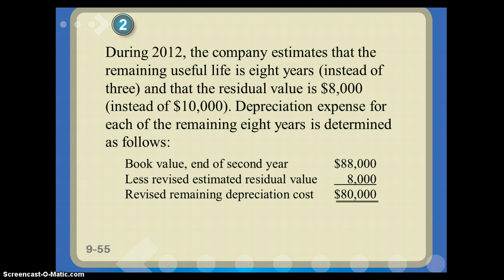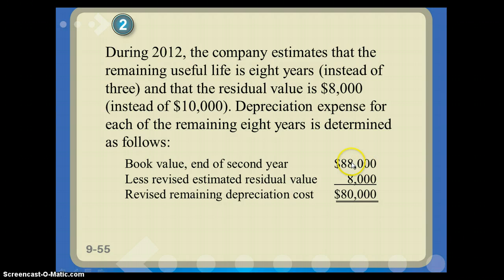During 2012, the company estimates that the remaining useful life is 8 years instead of 3. So we're going to get more use out of our machine than we thought we would. And now the residual value is going to be $8,000 instead of $10,000. So we're adding on an extra 5 years of life, but it's going to be worth $2,000 less at the end of that time. So depreciation for the remaining years is going to be determined as follows.